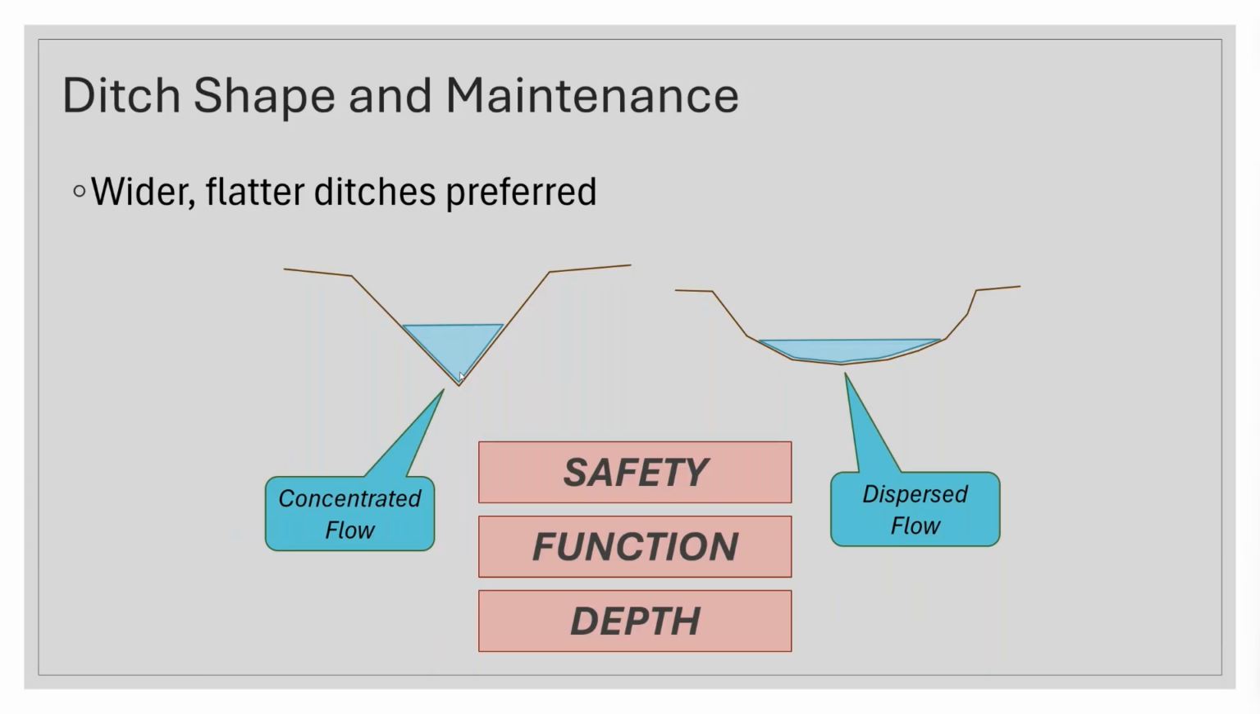So if you add more water, the elevation of the water, the height of that water, is going to go up very quickly. A better shape would be a flat bottom ditch, more of a parabolic or a curved shape, where you can disperse that flow a little bit more. So spread the water out and not have it really concentrated in that one point.